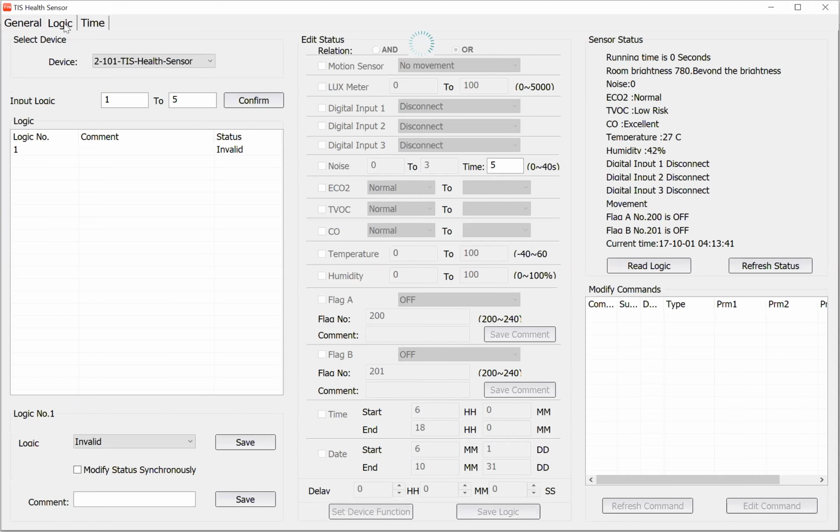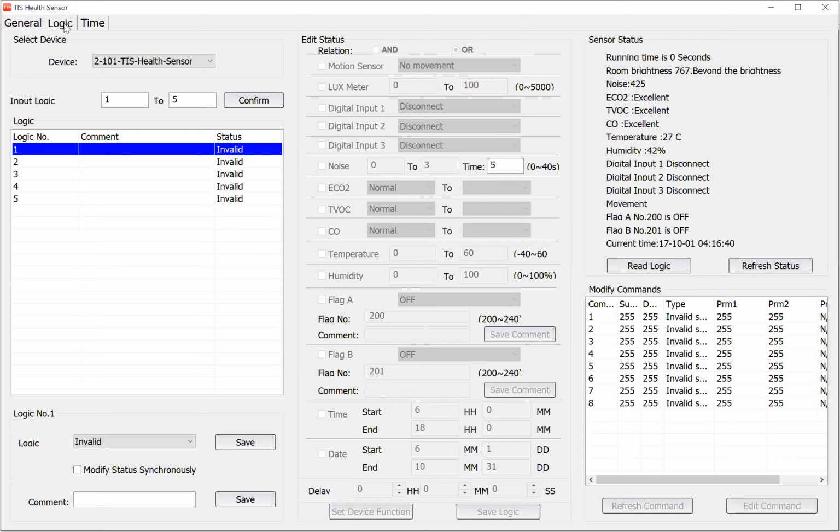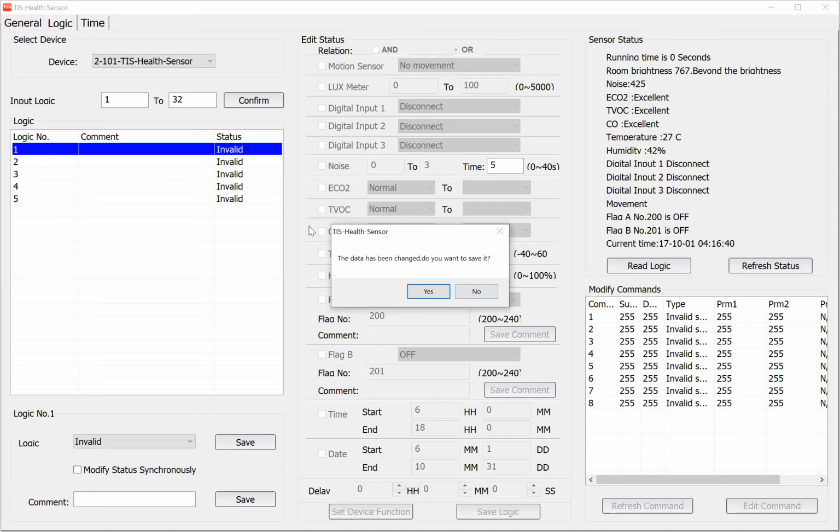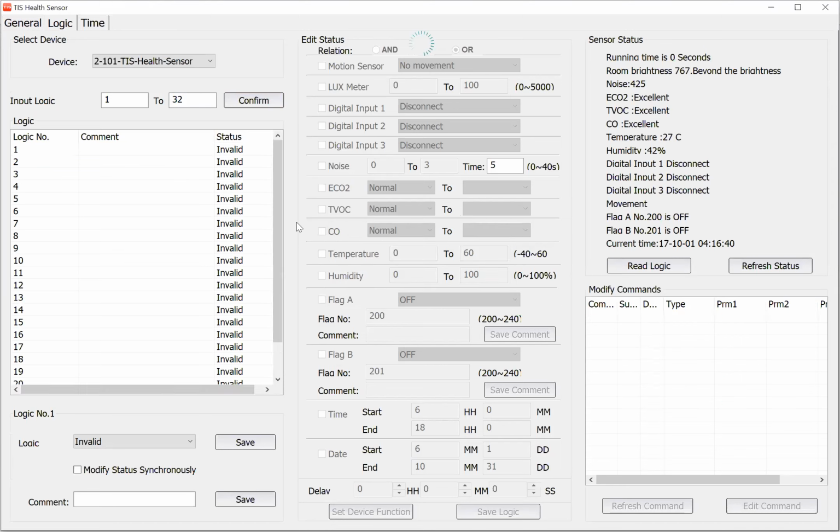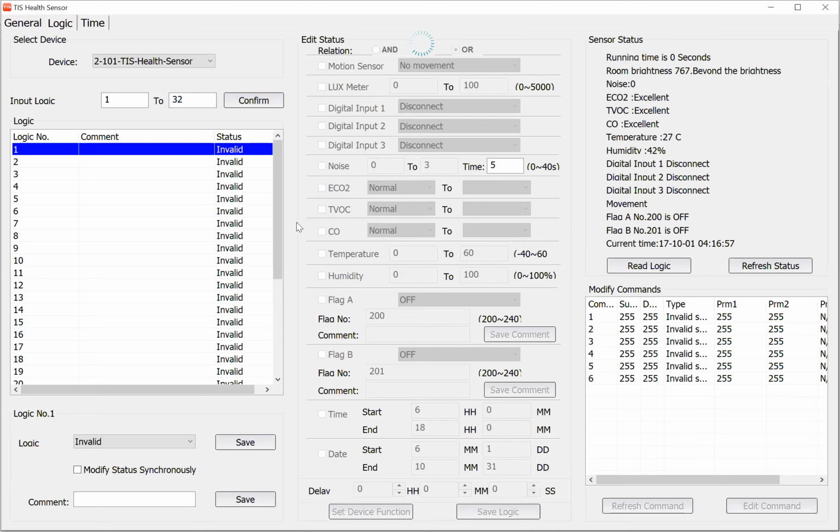Okay, the next tab is logic. Here we have 32 different logics, and we can program very good things in the logic. The first thing I want to tell you is that the health sensor takes care of your health. It's a very good device and it takes care of your health. Let me first talk about these things.